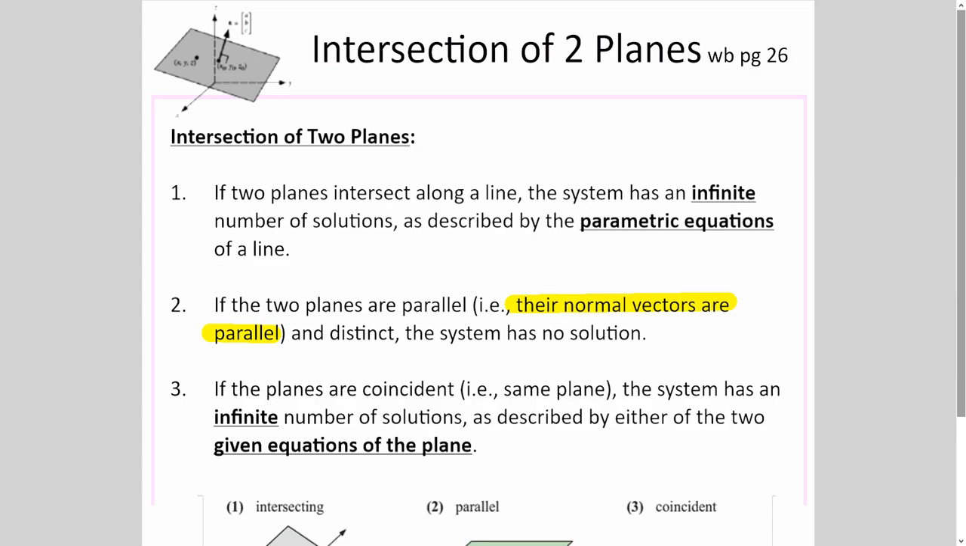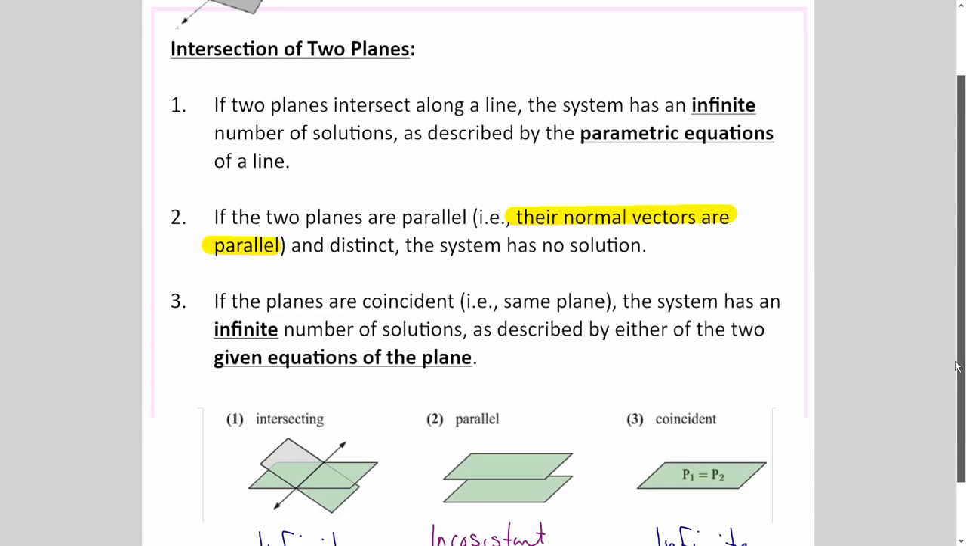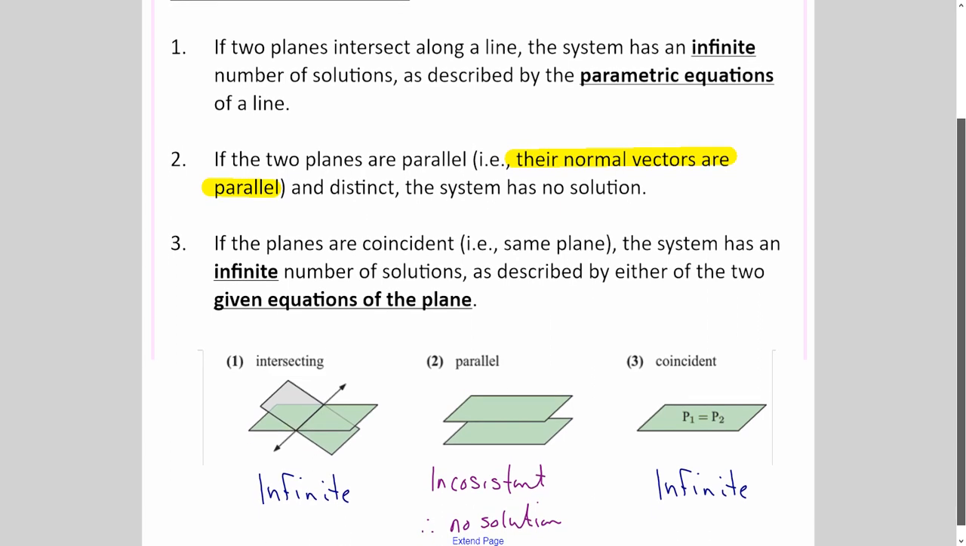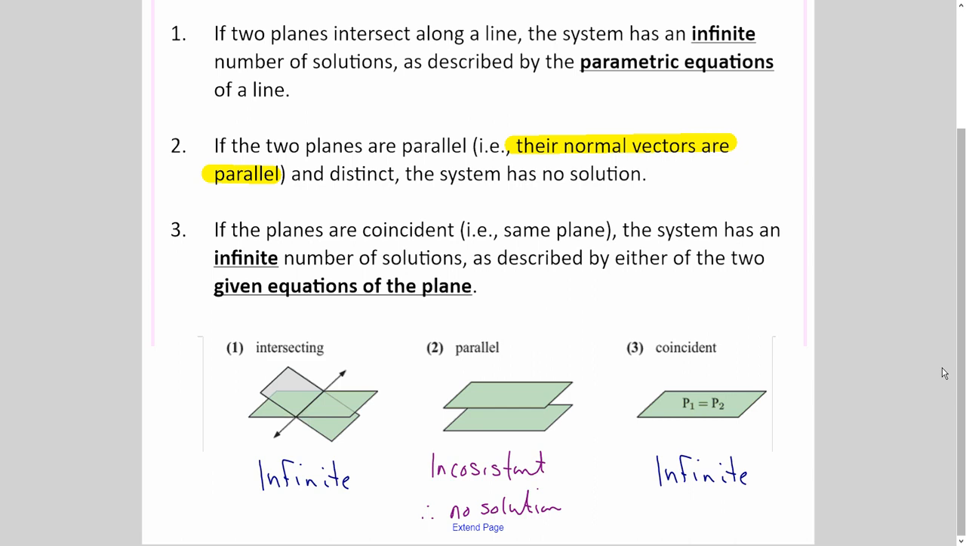What we're going to be doing today is we are going to be looking at intersection of 2 planes. And there's 3 different options that we're going to encounter as we're doing this. So if 2 planes intersect along the line, we can say that the system has an infinite number of solutions. And when we do identify that, we can then come up with a parametric equation or parametric equations for that line. So this is the first one.